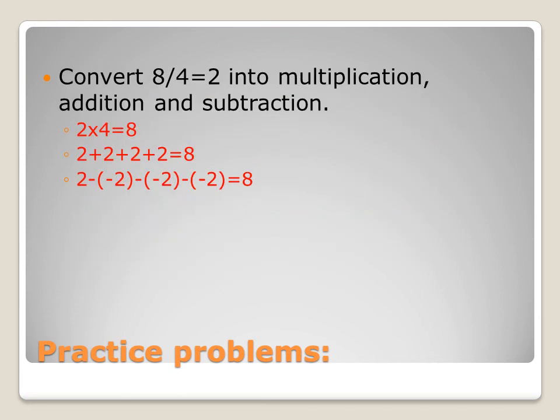Well, to take A over B equals C, multiplication becomes 2 times 4 equals 8. So that's my C times B equals A. That can be read as 2 is added to itself 4 times to get to 8. So 2 plus 2 plus 2 plus 2 equals 8. And then if we understand addition to be subtraction of the opposite, we've got 2 minus negative 2 minus negative 2 minus negative 2 equals 8.